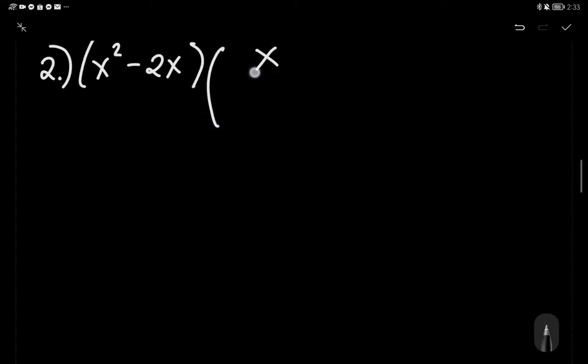Okay, now let's have example number 2. Example number 2, we have x squared minus 2x times x over x squared minus 5x plus 6.